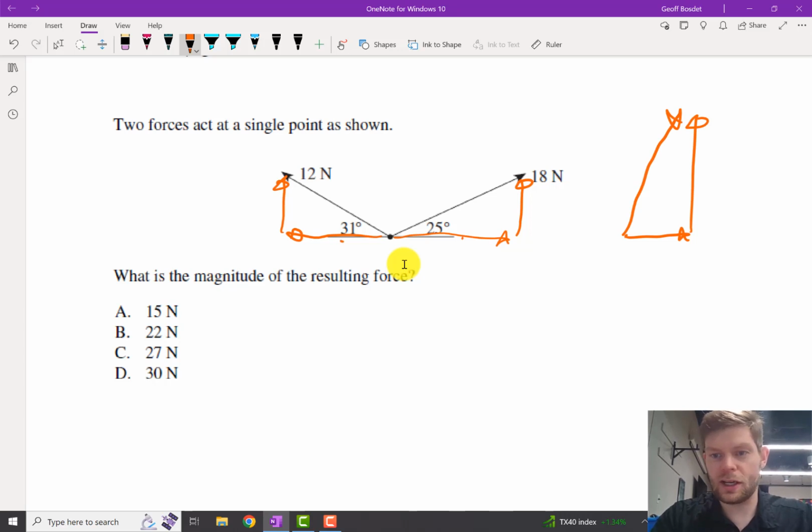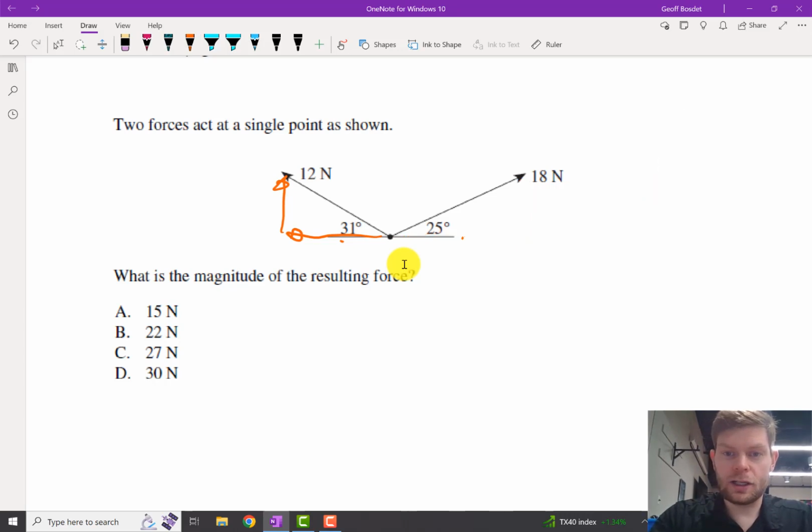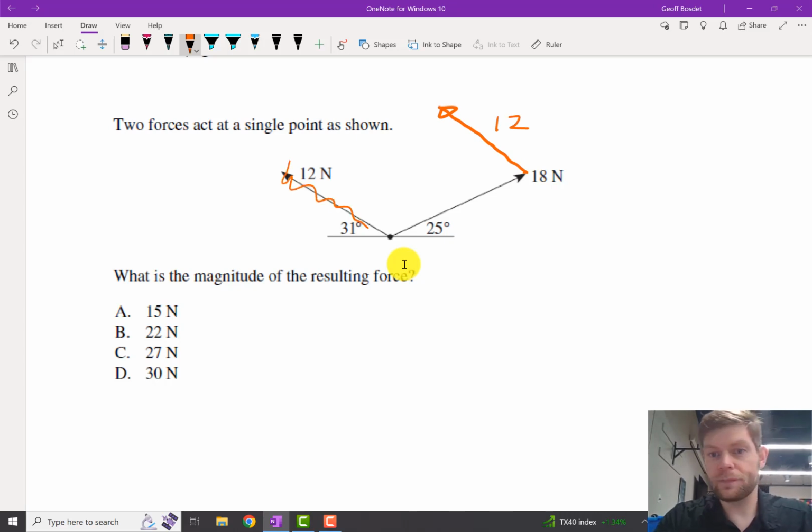So this guy minus this guy would give you this. This guy plus this guy added up would equal that. And then you just do Pythagoras to find this right there. Alternatively, if you are comfortable with cosine law, I just draw them tip to tail. If you want to add forces, just draw them tip to tail. So I'm just going to draw the 12 one next to the 18 one, or tip to tail with the 18 one.